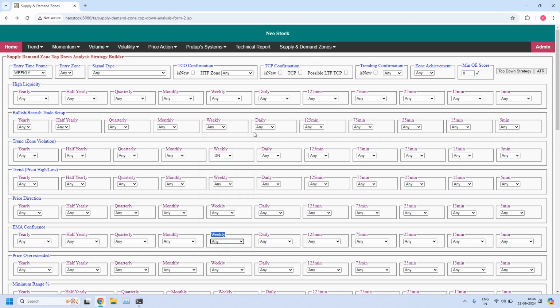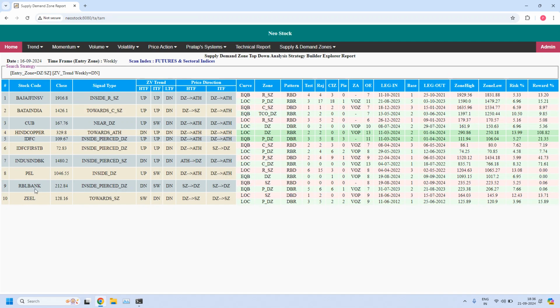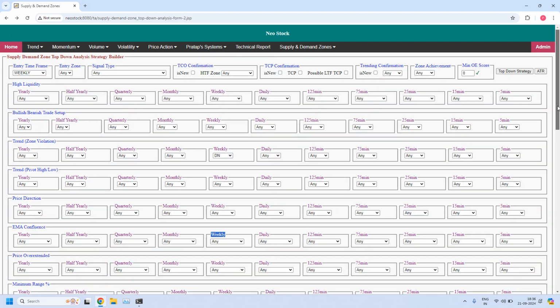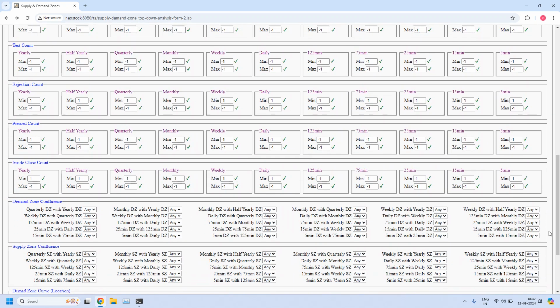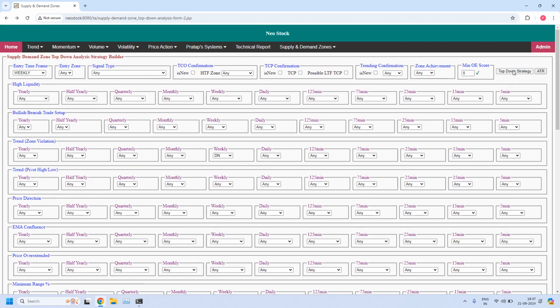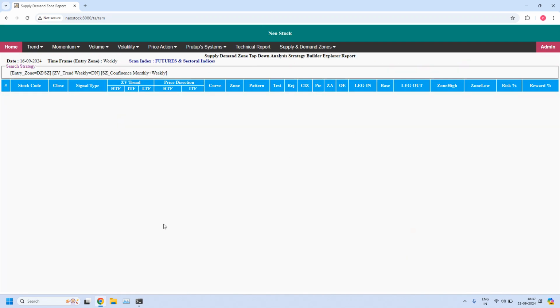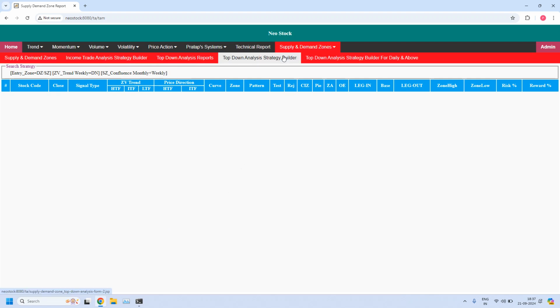I am removing the EMA filter. Without the EMA filter, how many did we get earlier? 10 stocks. Out of these 10, how many are having monthly supply zone confluence? Let's verify. In the supply zone confluence, this is the filter, weekly supply zone with monthly supply zone. I am enabling the filter. Let's verify. Out of the 10, none of the stocks are having monthly supply zone confluence. Fine. No issues. So this is how, based on zone confluence and EMA, we filter different stocks.